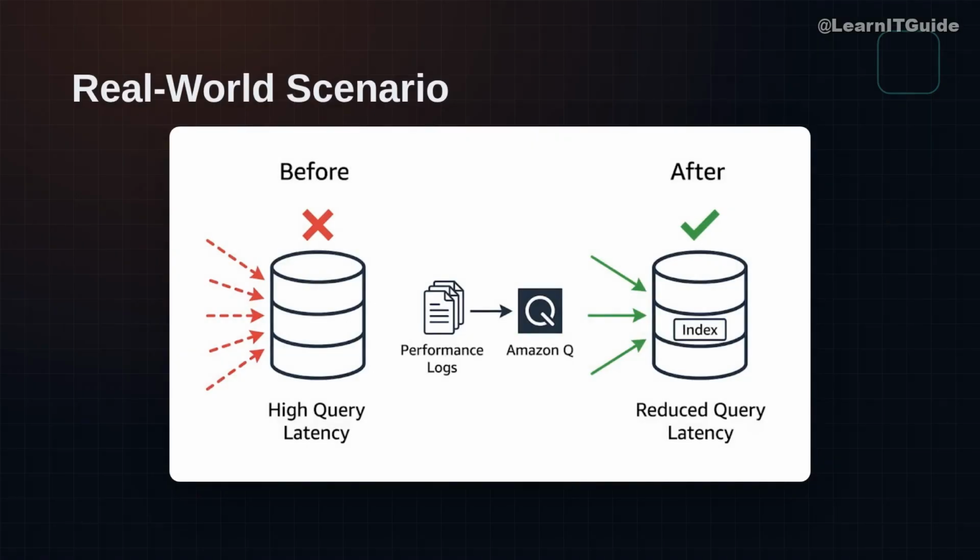Let us look at a real-world scenario. An online edtech platform serving 2 million active students during exam season faced a critical database performance issue. Their SRE team used Amazon Q to analyze the performance logs. Q instantly identified a missing index on a high-traffic table. They applied the fix in minutes, reducing query latency by 85% and preventing a site crash. This saved the company potentially thousands of dollars in lost traffic.